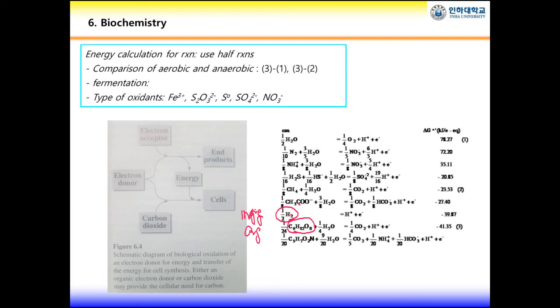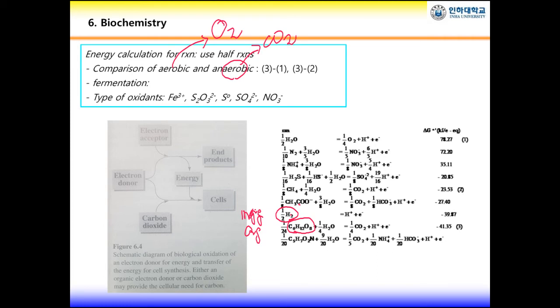Okay, let's make it simple first. We're going to compare the aerobic and the anaerobic process. The aerobic process is the process that utilizes oxygen as an electron acceptor. On the other hand, a typical or strict anaerobic process uses carbon dioxide as electron acceptor.